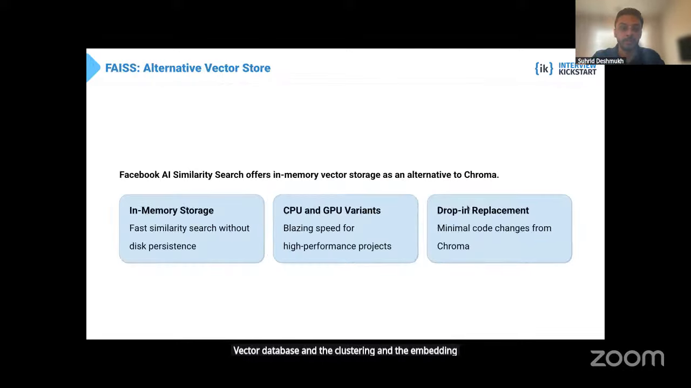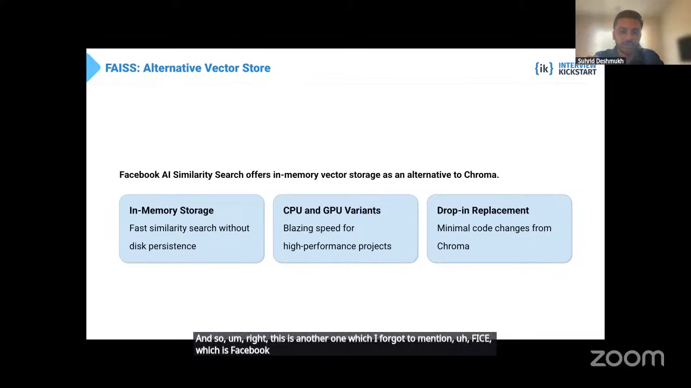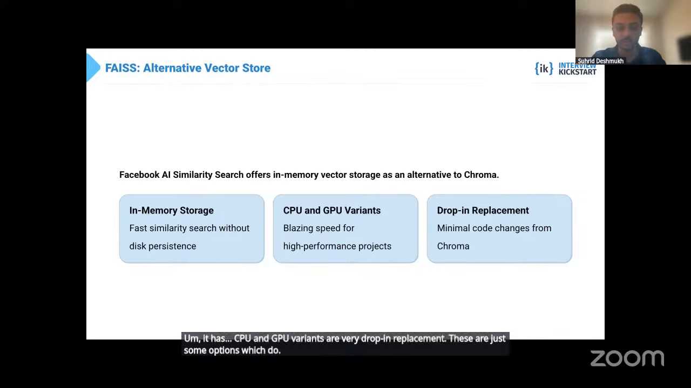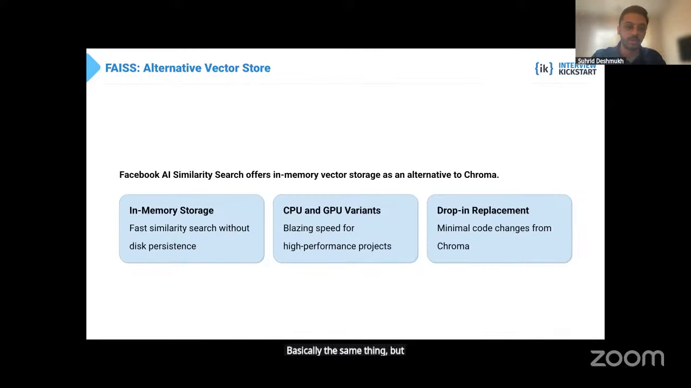And this is another one which I forgot to mention: FAISS, which is Facebook AI Similarity Search, offers in-memory vector storage. It's also another vector DB, which is an option as opposed to Chroma. It has CPU and GPU variants, and is a very drop-in replacement. These are just some options which do basically the same thing, but each is optimized for slightly different things.